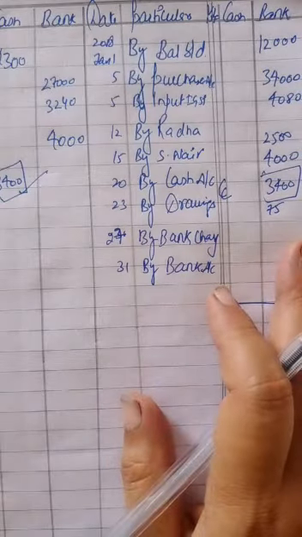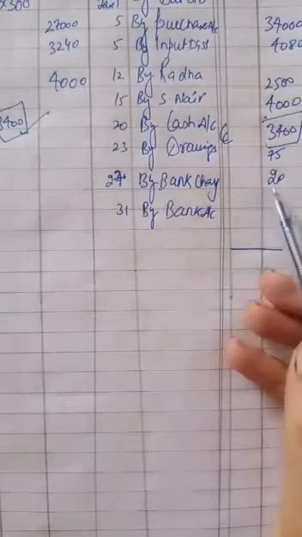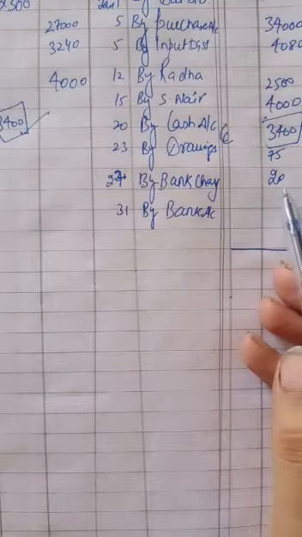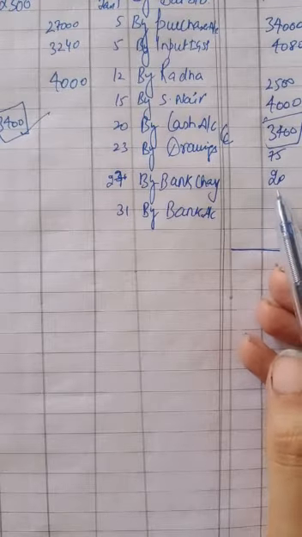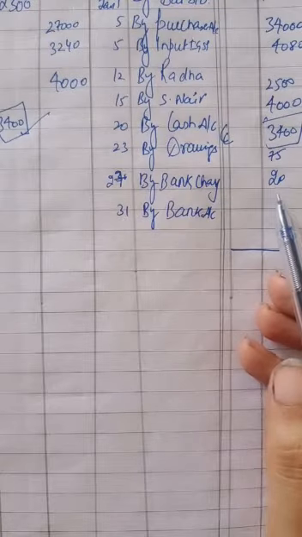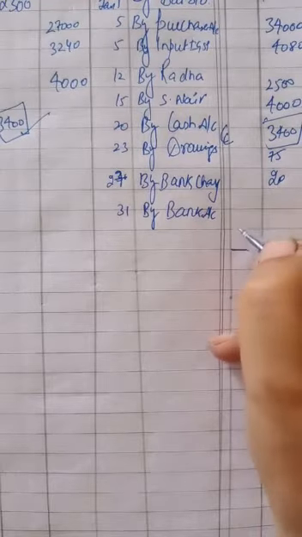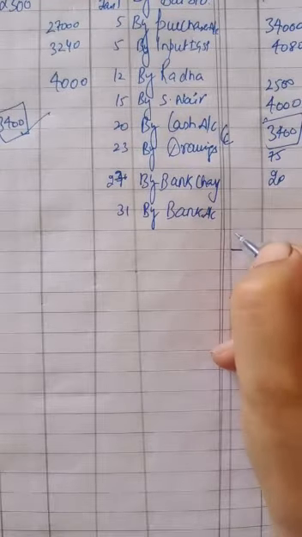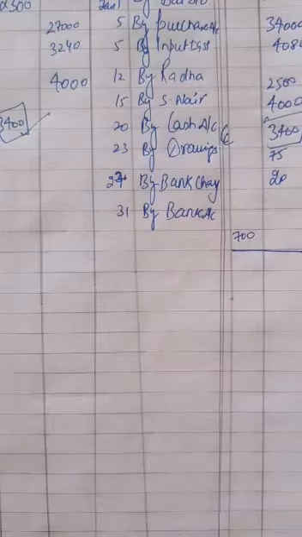Next is bank charges. Bank has charged rupees 20. So you will write here by bank charges 20 rupees into the bank column. Last is a very important entry. Paid into the bank the entire balance after retaining 700 at office. This line states that you have to keep 700 in your hand and the rest of the amount will be deposited to the bank.